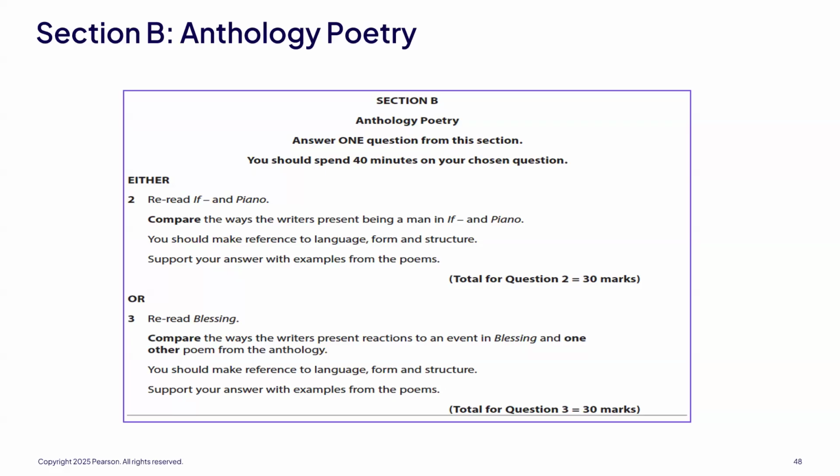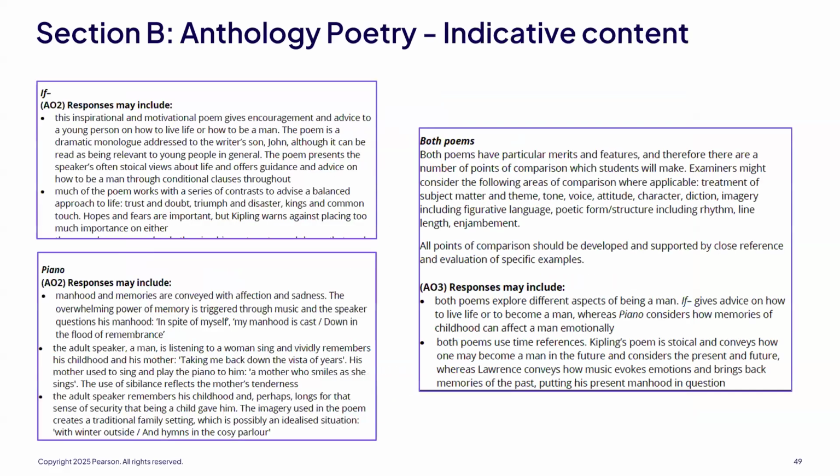Okay, going back to the anthology poetry, we're just going to have a little look at some of the indicative content for If and Piano, just to see how these appear. Again, this is just a snapshot. This is the thing about being a man in these two poems. We can see a little bit of what might be AO2 for If, a little bit of AO2 for Piano, and then for both poems, the comparison, the AO3. This is just a sample. The mark scheme is in document SO3 in the download today, from page 6 onwards.